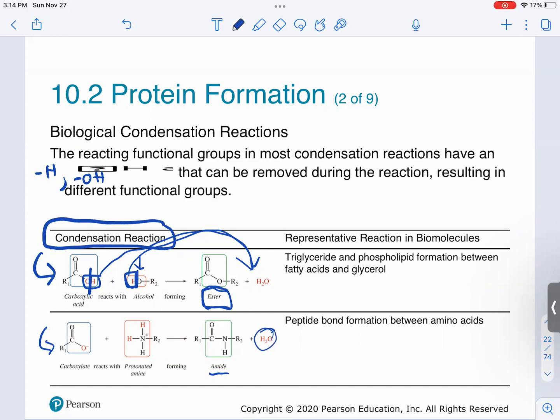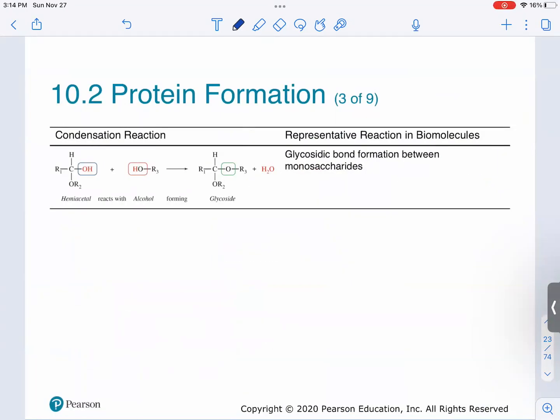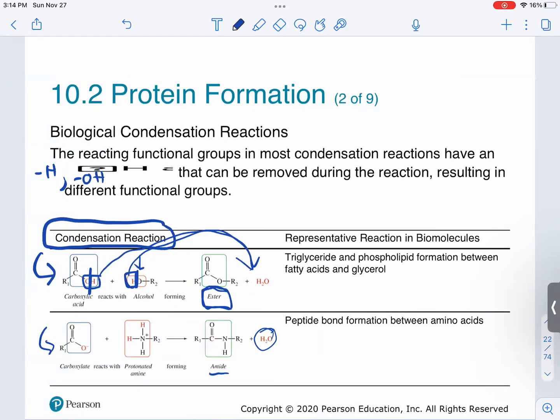These are biological condensation reactions that happen to build up these proteins, to put these amino acids together. Here's another example: this hemiacetal getting together with the alcohol, forming a glycoside, and still the byproduct of water. So you see that you have, remember, glycosidic bonds between monosaccharides. So you remember doing these sorts of reactions before.